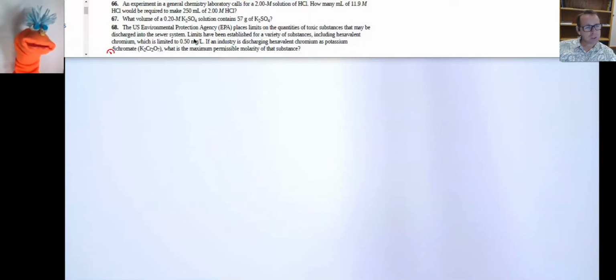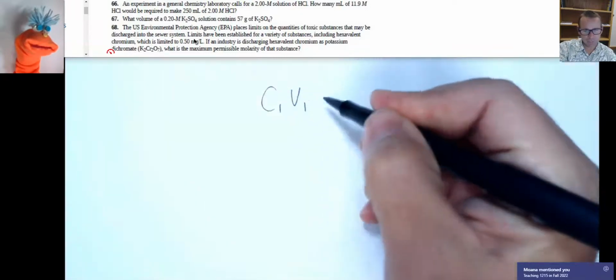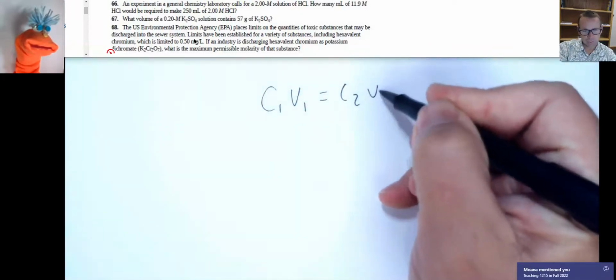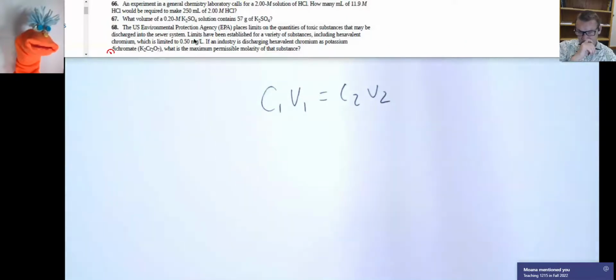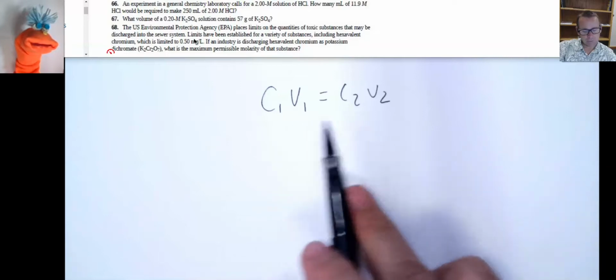All right. General chemistry calls for a 2 molar solution of HCl. How many milliliters of the concentrated HCl, the 11.9, would be required to make 250 mL of 2 molar HCl? Okay. This is also a dilution equation because I'm taking my concentrated and I'm diluting it, right? Okay.